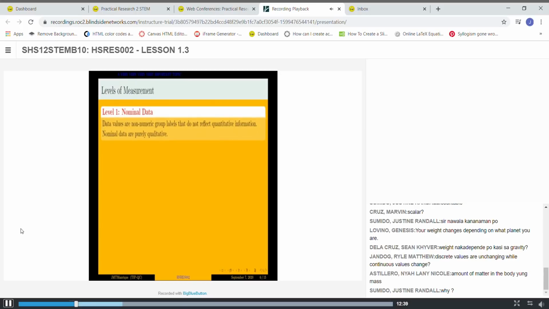Next level. Yung level 2 naman natin is ordinal data from the word order. So in ordinal data, we can arrange the data according to their attributes and properties. Okay? Meron tayong tinatawag na meaningful order of categories. But we cannot determine the difference between two categories or two values. Halimbawa, yung example ng ordinal data is customer satisfaction.